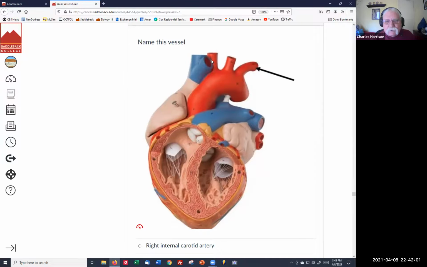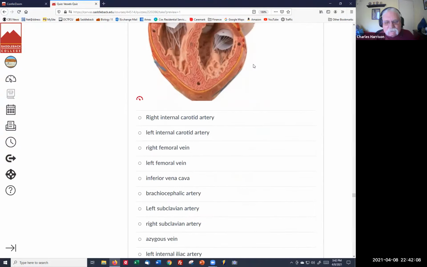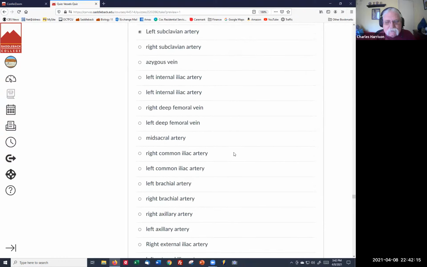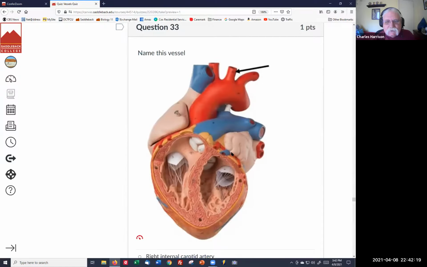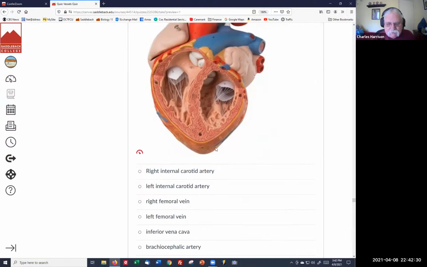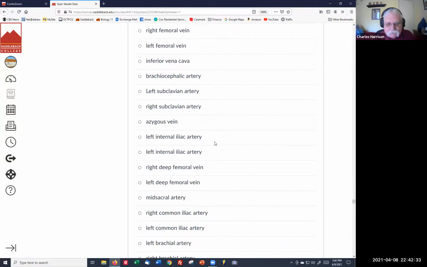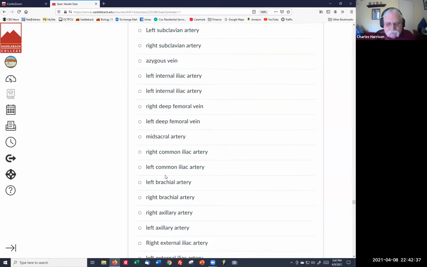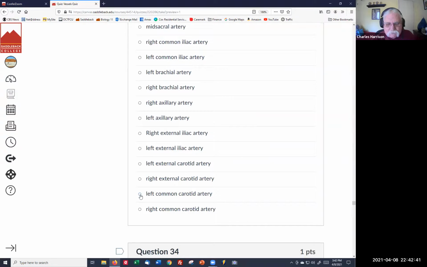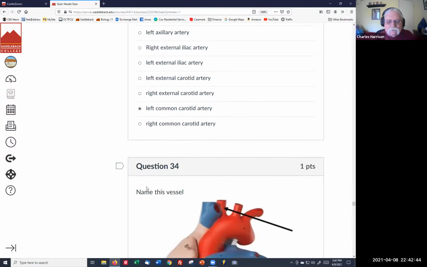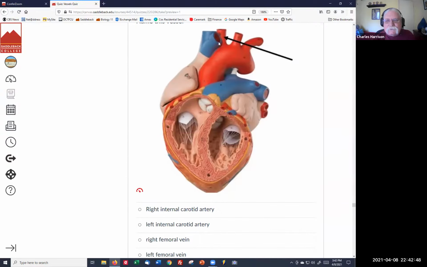ABCs: aorta, brachiocephalic, carotid, subclavian for the left side, left subclavian artery. Name this vessel, it's the one in the middle, A, B, C. It's the carotid, and it's for the left side. Way down here, 34 is this first one, which we said is the B, brachiocephalic artery.